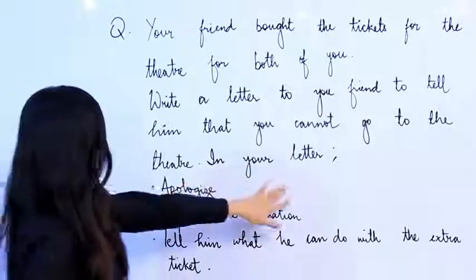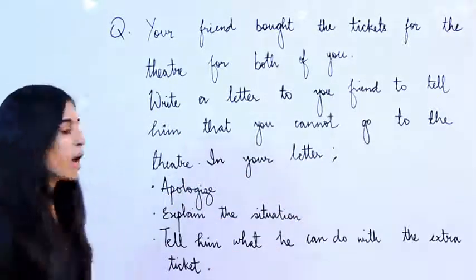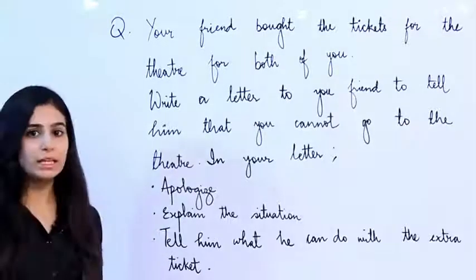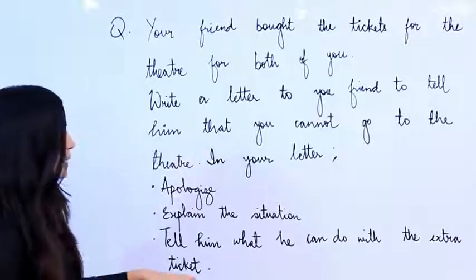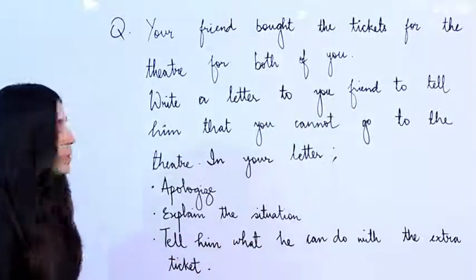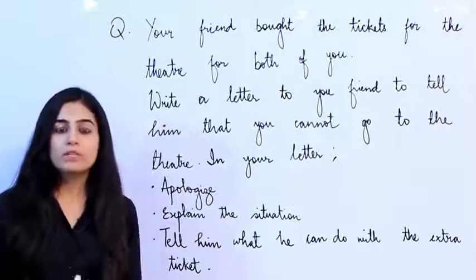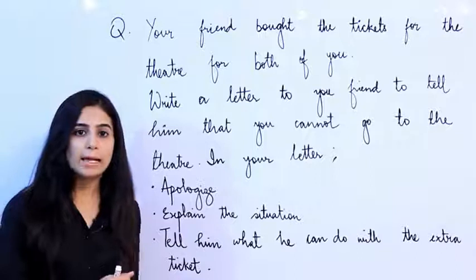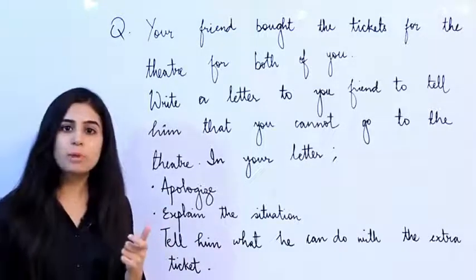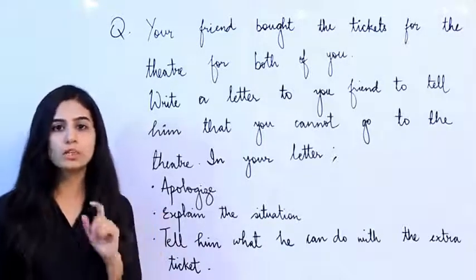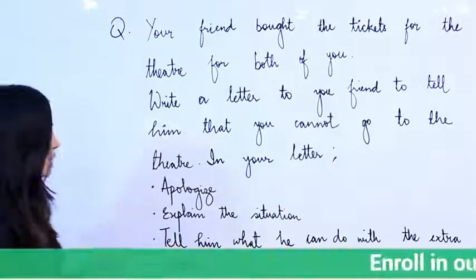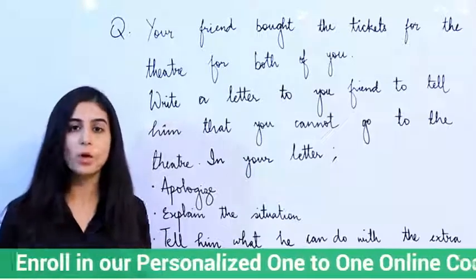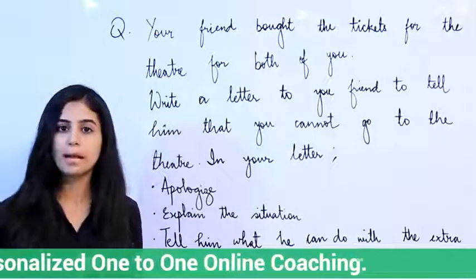Then in your letter, what do you have to write? In your letter you have to write, number 1, apologize, number 2, explain the situation, and number 3, tell him what he can do with the extra ticket. So it's pretty obvious that if you can't accompany your friend to a theatre show or to a plan, then you would apologize. So the first paragraph goes to apologizing to your friend. The second paragraph goes to explaining the situation in detail. What happened? Why all of a sudden are you backing out from the plan?